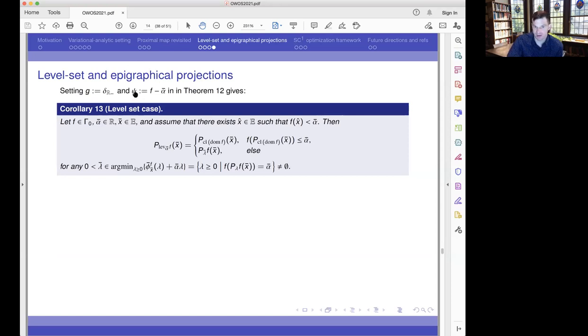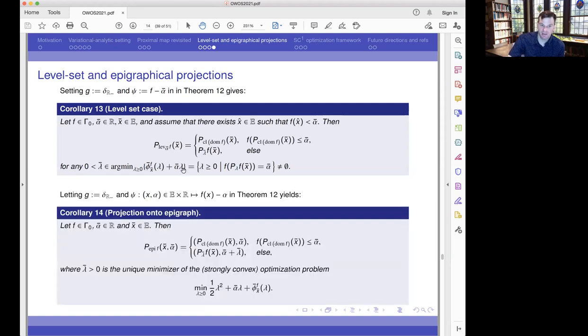psi. That's why I said I don't want to call it F, because now I'm going to plug in psi equals F minus alpha bar. Then I get the projection, and G is the indicator of the non-positive reals. Then I get, as a consequence of this more general result in post compositions, level set projections. And if I take the same G and take, well, slightly different psi, where now, of course, not only X, but also alpha is moving, then I get the epigraphical projection result.